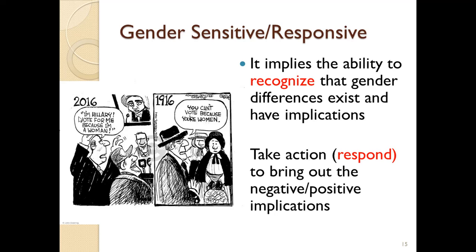We've already talked about gender responsive, because indeed we are looking at gender responsive evaluation or gender sensitive evaluation. So in the case of gender sensitive or gender responsive evaluations, there is some high level ability by evaluators to recognize that gender differences exist and have implications, and therefore take action to respond, to bring out the negative and positive implications in the evaluation processes.